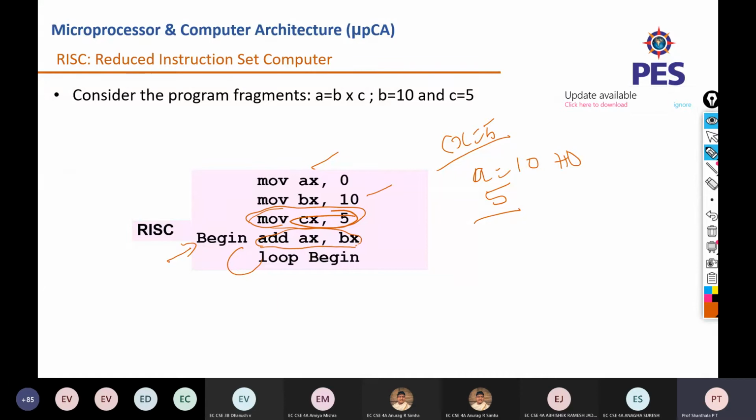Now you can see that the number of instructions is larger in RISC machines, whereas the number of instructions is very small in CISC machines.